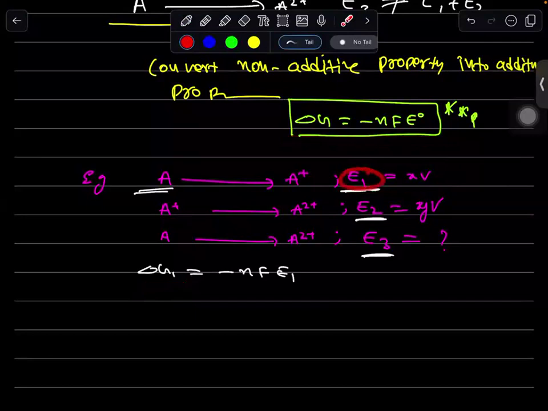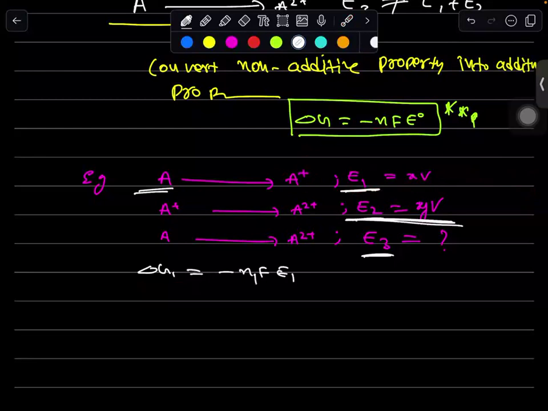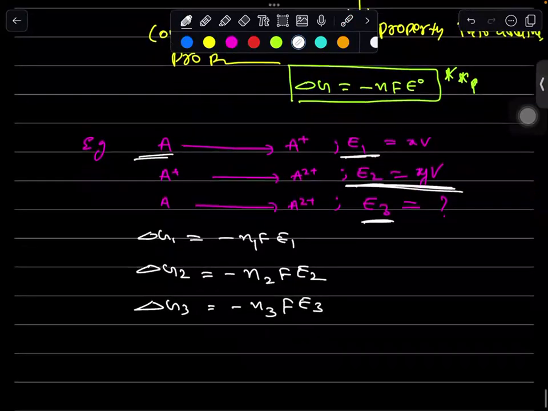We are using this relation; this non-additive I'm converting into additive as del G. So the del G expression will be del G1 equal to minus N1 F E1. E1 is X volt, that X we will substitute later. N is the number of electrons involved, so let me write that as N1. Then for E2, del G2 is equal to minus N2 F E2. Next, del G3 equal to minus N3 F E3. This is how we converted the non-additive property E into additive property.